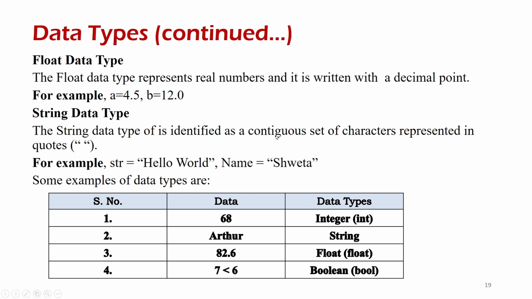It will be a contiguous set of some characters. Like we have the name Shweta. It is a contiguous set of characters, S-H-W-E-T-A. str equals to hello world means this string variable is containing how many letters?